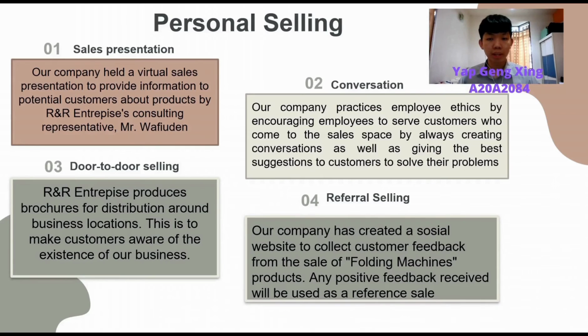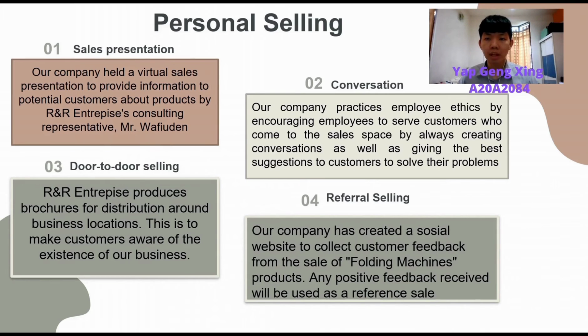We come to the next marketing communication, which is personal selling. There are 4 types of personal selling. First is the sales presentation. Our company held a visual sales presentation to provide information to potential customers about products by the R&R Enterprise consulting representative, Mr. Wafudan. The second is conversation.